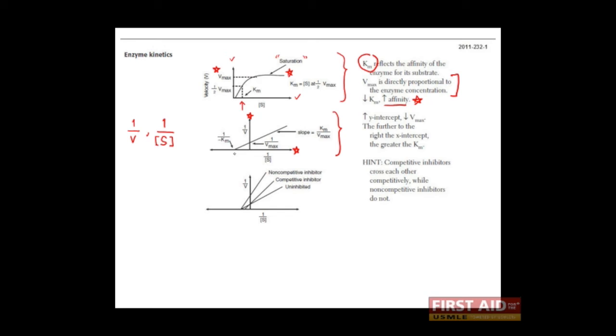First, let's mention in our original plot that the x-intercept of our data points reflects the Michaelis constant. That is, it's the negative inverse of the Michaelis constant.